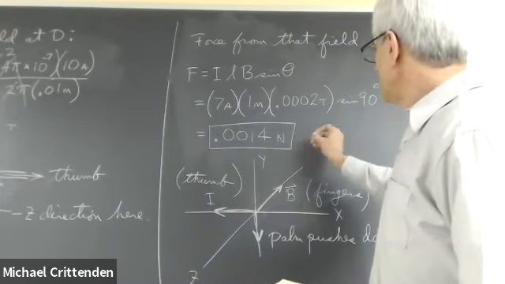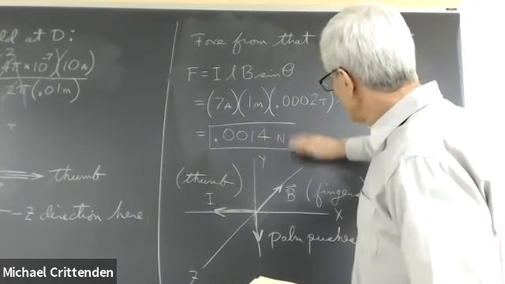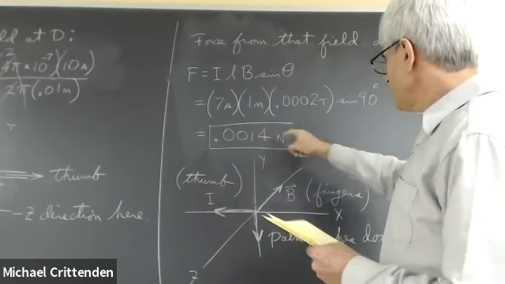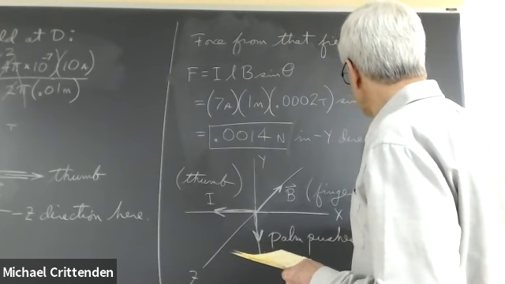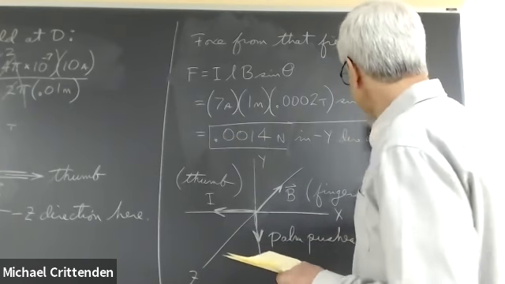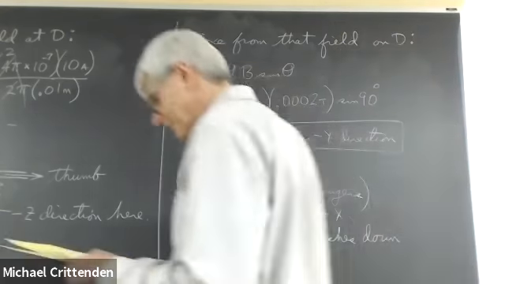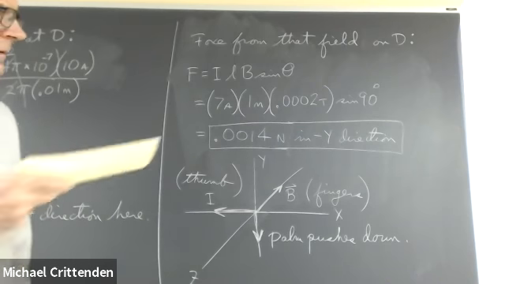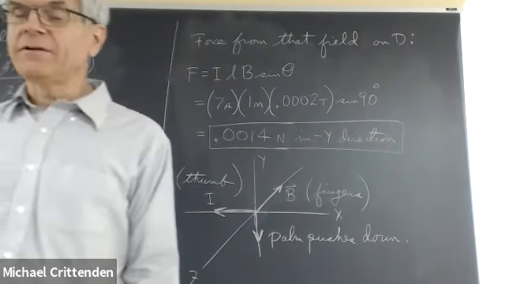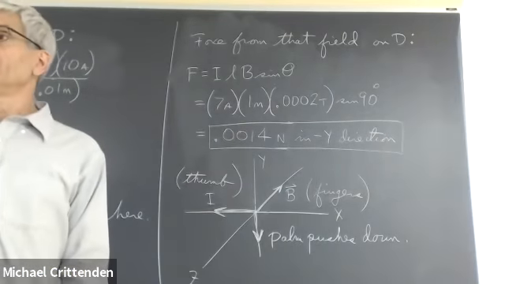So magnitude is, let's extend this a little bit. Magnitude is 0.0014 of a Newton. The direction is minus y, in other words, it's repelled by the other wire. It's pushed directly away from it. If the question also asked for the force on the top wire, it doesn't, but if it did, it would be a very quick follow-up thing.